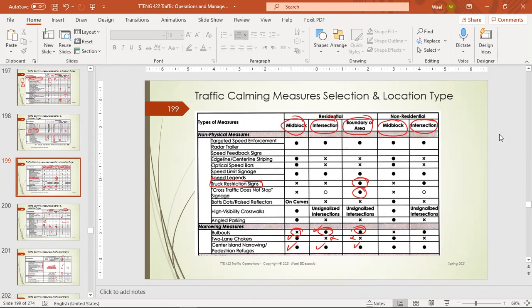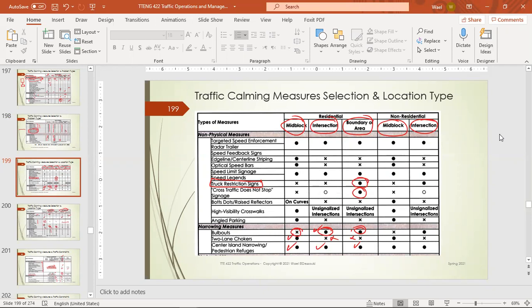And for residential neighborhoods, we have mid-block, at intersections, or boundary area. In non-residential, we have mid-block and at intersection. So here, for non-physical, you can apply it anywhere. But for edge line and center line striping, that's in mid-block. Optical speed bars, mid-block. Speed limit signage, in all locations, that's applicable.